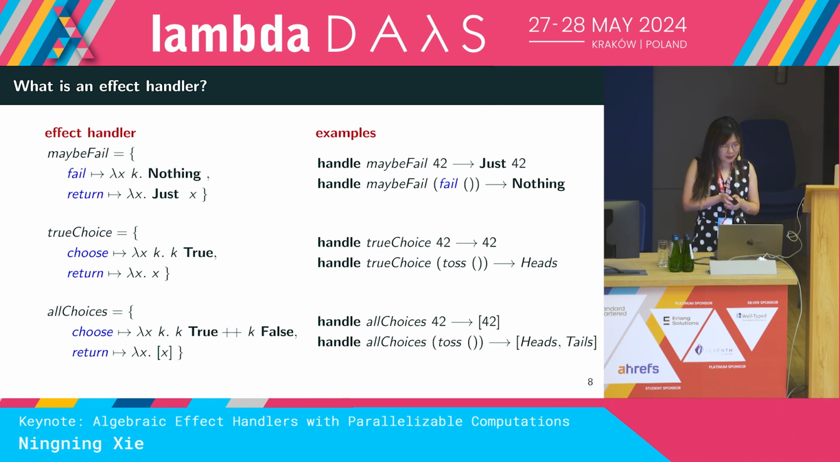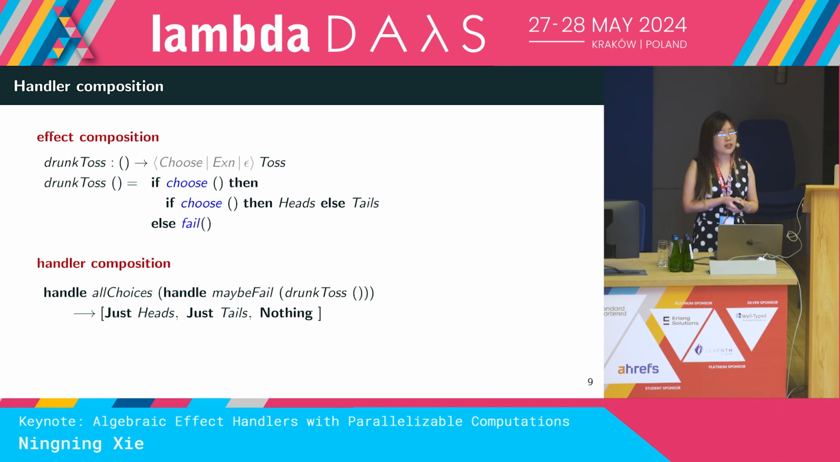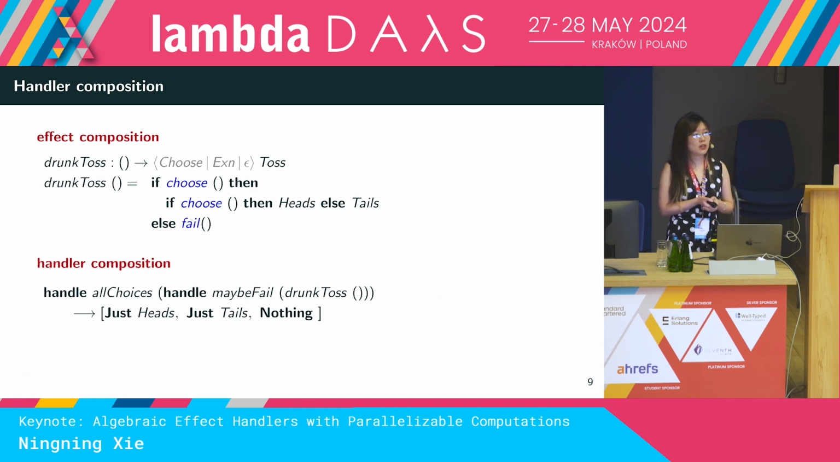And from the example on these slides, we are handling just a single operation. But we also have an example where we have multiple effects in a single program, which is this drunk toss program. And to handle multiple effects in a program, we just need to apply multiple handlers. So in this case, we are handling this drunk toss first with maybe fail that turns the computation result into a maybe data type, and then with all choices that turns the computation result into a list. So in the end, we get a list of maybe. And in this case, we get a list of just the heads, just the tails, and nothing.